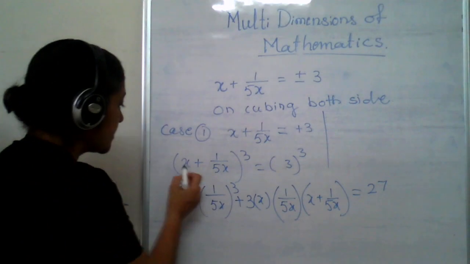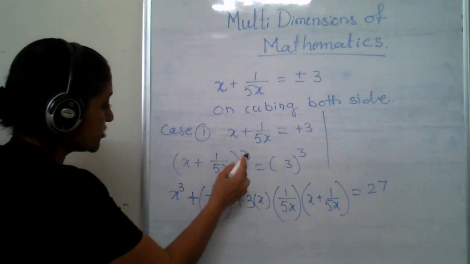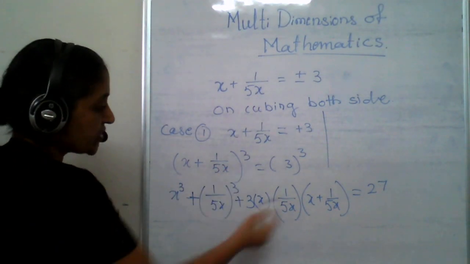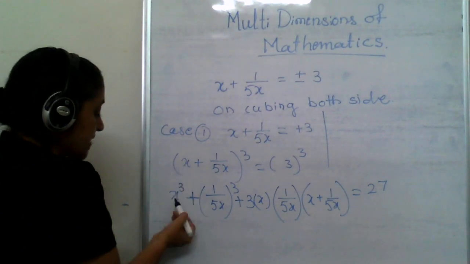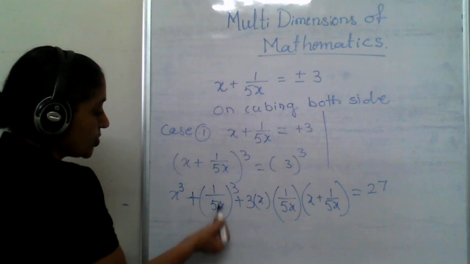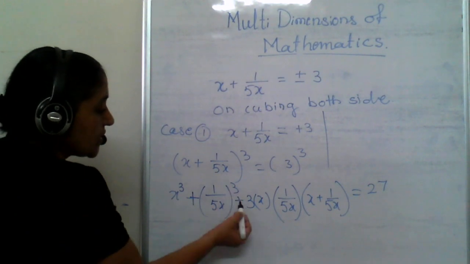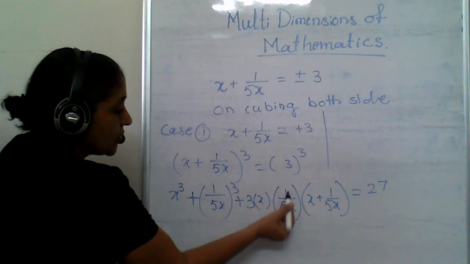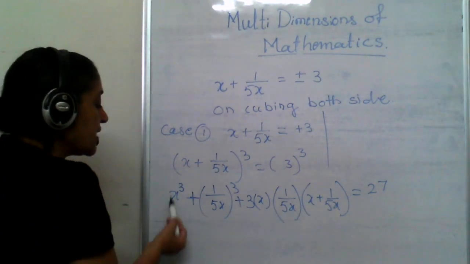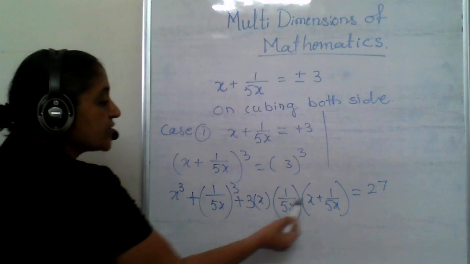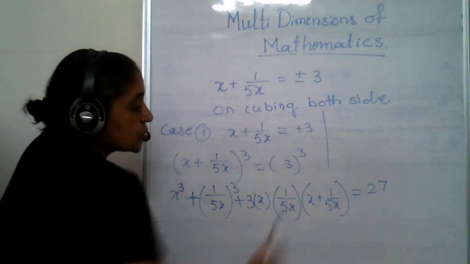Now here (x + 1/5x)³, we are supposed to expand it as per (a + b)³. Here comes x³ + (1/5x)³ + 3·x·(1/5x)·(x + 1/5x). It is like what? a³ + b³ + 3ab(a + b). That is equal to 27.